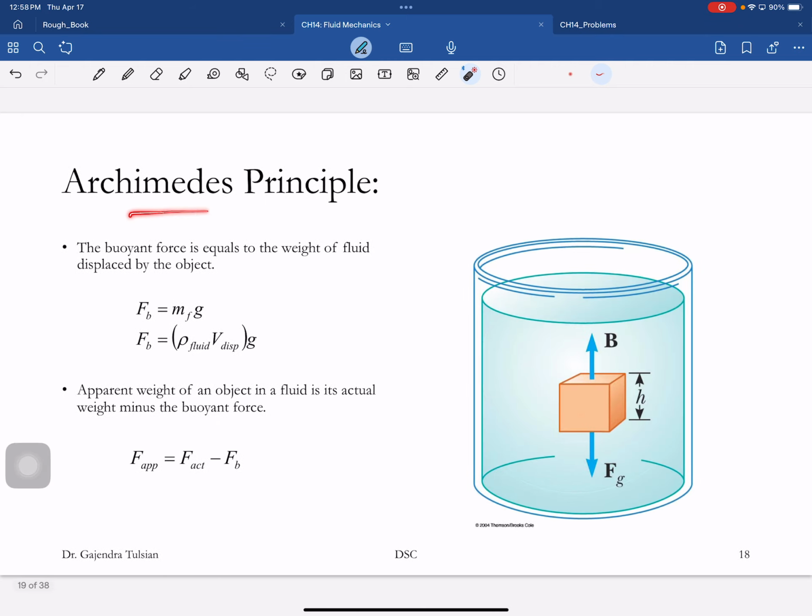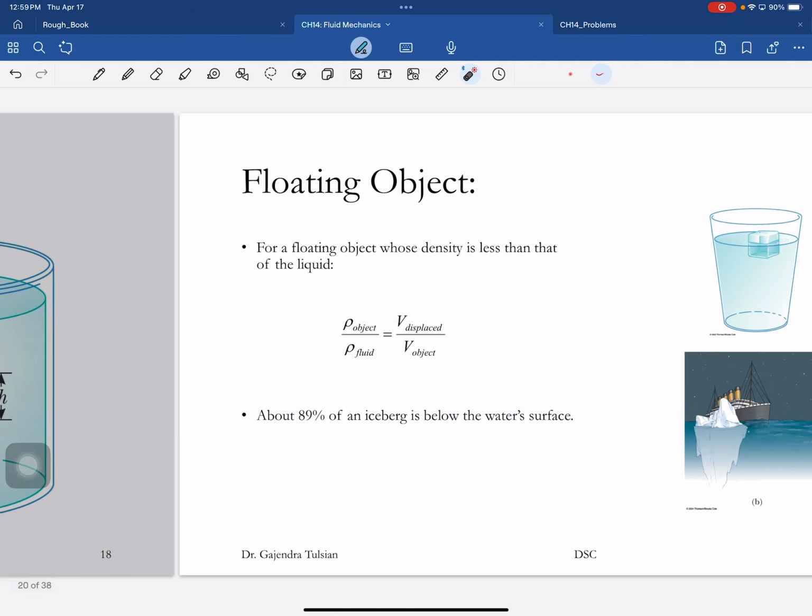All right, so Mr. Archimedes said the buoyant force is equal to the weight of the fluid displaced by the object. So the buoyant force is the density of the fluid times the volume displaced times gravity. Inside a fluid, the apparent weight is the actual weight minus the buoyant force. And our density is essentially the density of water, so underwater you are essentially weightless. That's why NASA, when they train astronauts for weightlessness, does it in pools underwater.